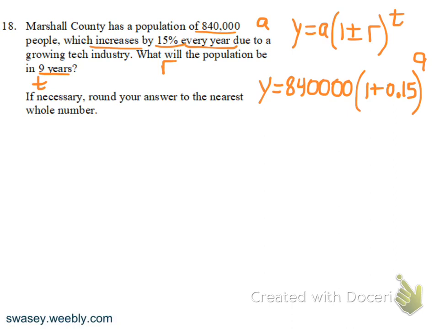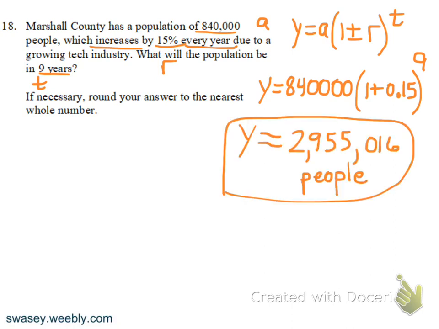Then we'll go to our calculator for that decimal approximation. All right, so we get 2,955,016 people. And that was rounded to the nearest whole number.